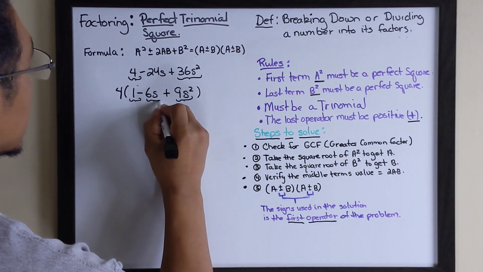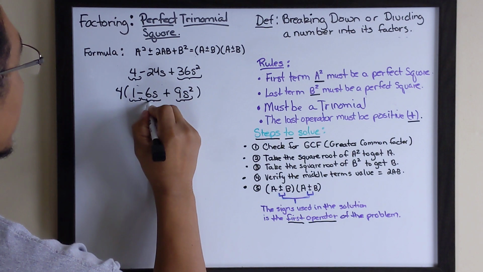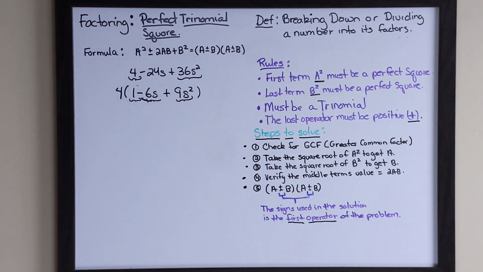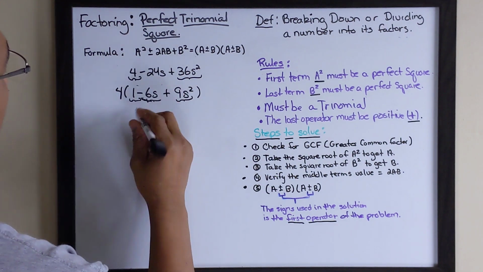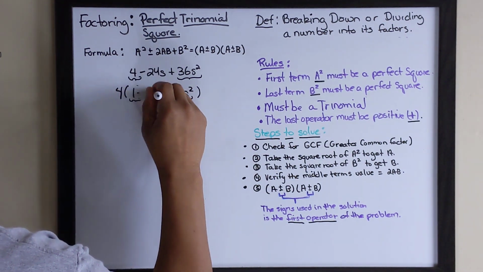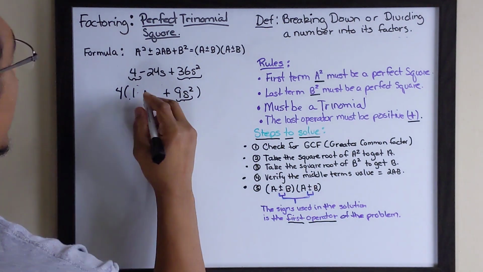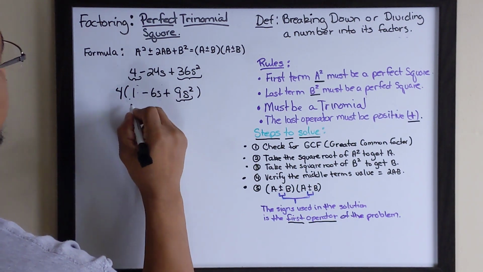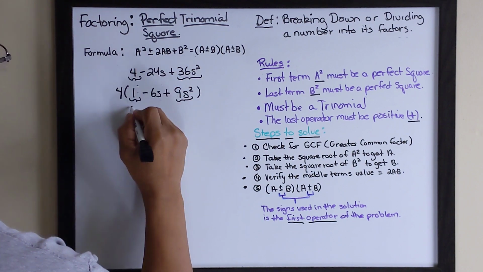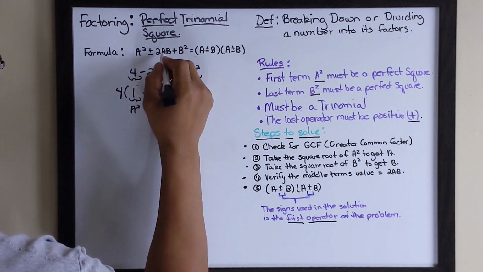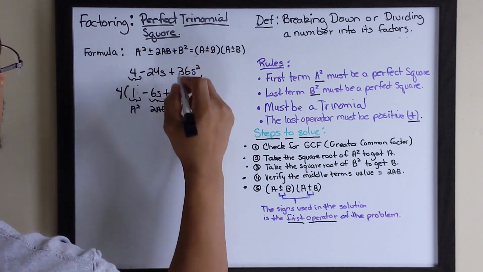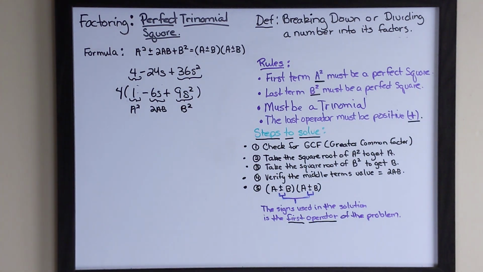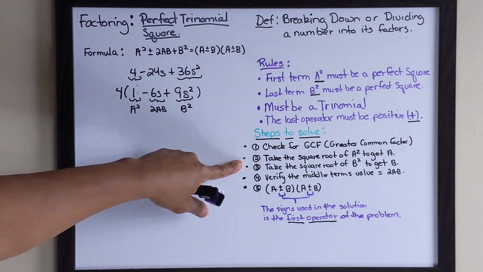Negative 6s is our middle term for this particular expression. So let's go ahead and label this based on the formula. The first term is the a squared, right? So this first term is represented by 1, which is the a squared. Then this middle term is our 2ab in the formula, and this last term is the b squared in the formula. So let's go ahead and move on to step 2.